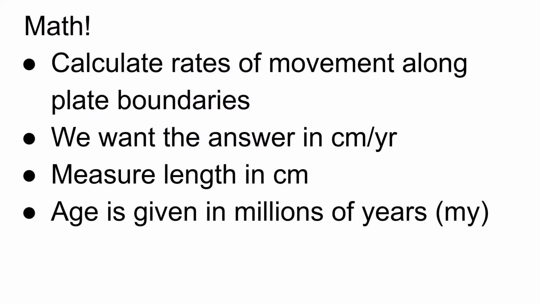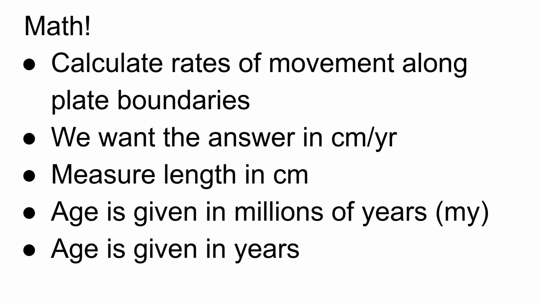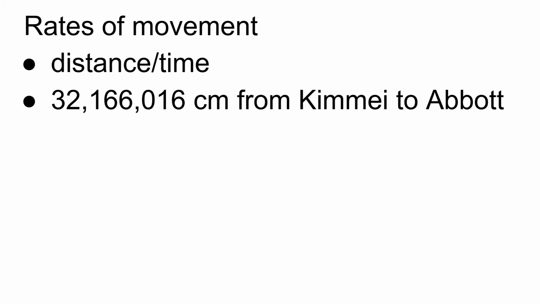The age is given in millions of years for all of the Hawaiian Islands. And when we get to the San Andreas Fault, the age there is just given in years. But it'll all work out. So we're going to calculate rates of movement. We're dividing the distance moved, in centimeters, by time, in millions of years or in years.